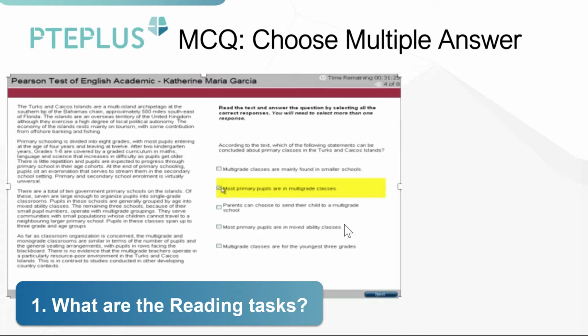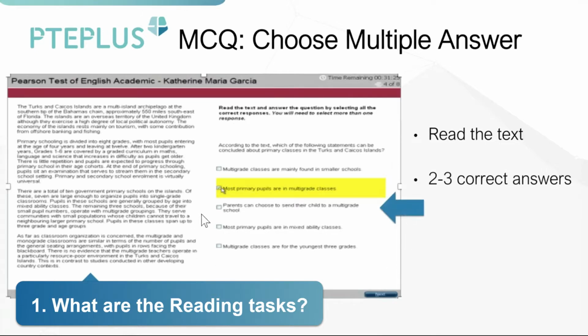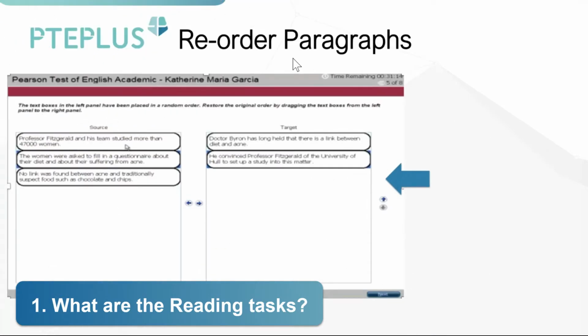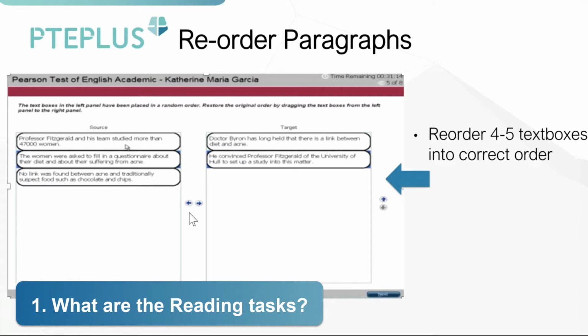The next question type is multiple choice, choose multiple answer. So this is relatively similar. You'll be given a text again, except this time there would be 2 to 3 correct answers for you to pick out. And you'll face again 2 to 3 of these types of choose multiple answer questions. The third question type is reorder paragraphs. So as you can see here, you'll have about 4 or 5 text boxes on the left, and what you'll need to do is drag them into the correct order on the right hand side. And you'll have about 2 to 3 of these types of questions.